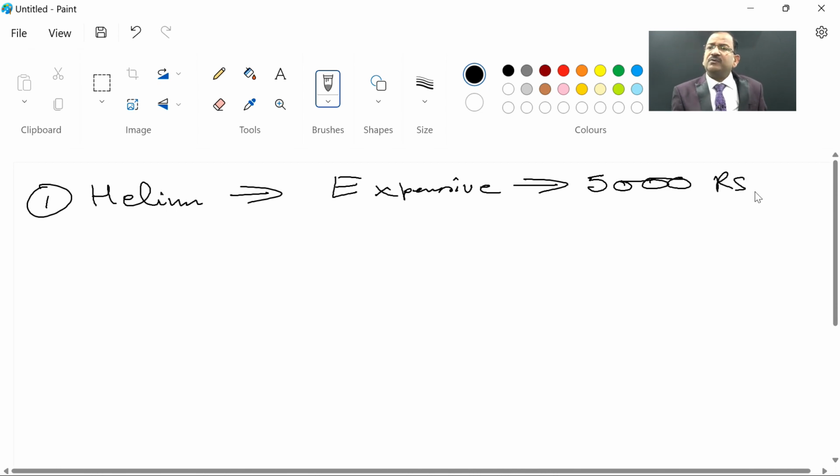Suppose in one surgery 5 kg of CO2 is used, then it will be hardly 750 rupees or so, but here it will be 25,000. So, only a few hospitals in the world use helium for pneumoperitoneum, like Cleveland Clinic or Mayo Clinic. We cannot afford it.